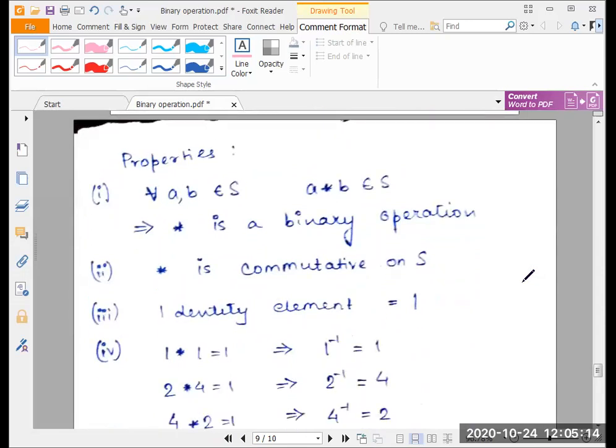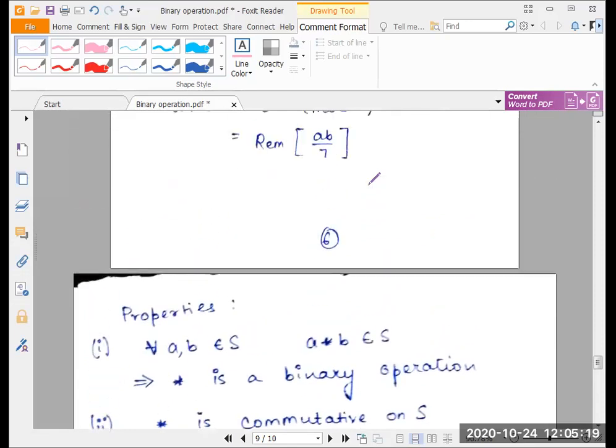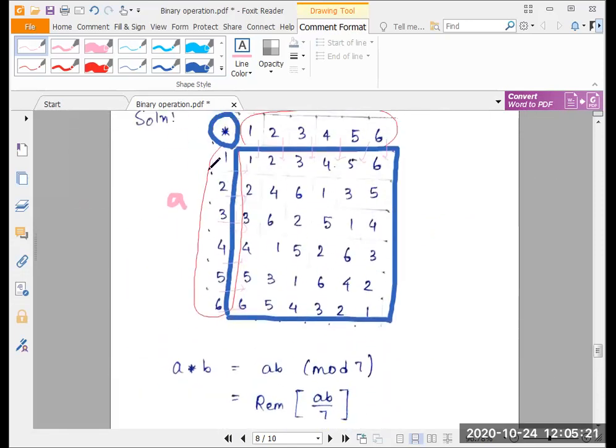Now what I see is that all the elements of the composition table are A star B, right? This is 1 star 1, this is 3 star 4, this is 4 star 2, this is 5 star 5. These are all A star B for different values of A and B from the set S. If you look closely, all these elements are either 1 or 2 or 3 or 4 or 5 or 6. None of the elements in the composition table are outside this range of numbers that we have considered.